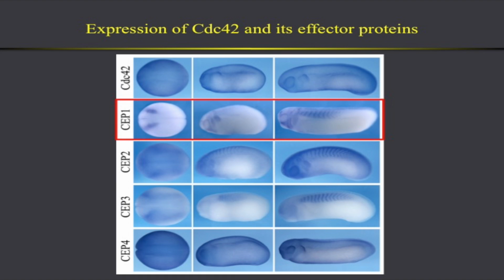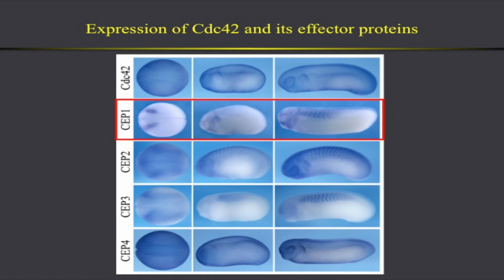You can see that compared to Cdc42, which is ubiquitously expressed throughout the developing frog embryo, these are embryos from late gastrula and early neurula, early tailbud and late tailbud stages. And these are in situ hybridizations showing their RNA expression. You can see Cdc42 is basically everywhere, but different CEPs are expressed more or less specifically in different tissues, suggesting that they may mediate different activities of Cdc42 in different tissues.